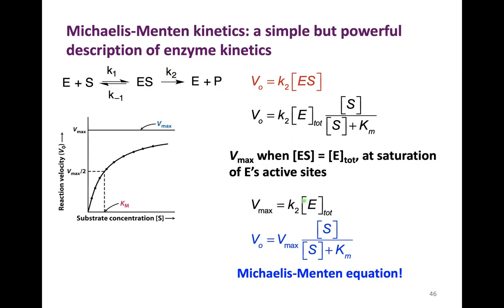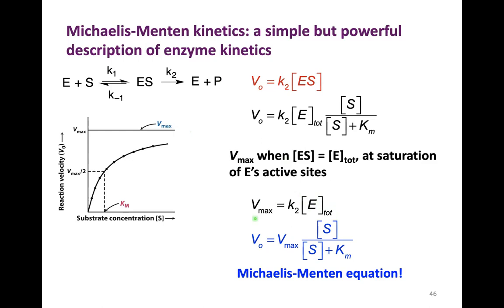So let's do a substitution, or let's think about this for a second. The fastest this reaction can go is going to be proportional to the total concentration of the enzyme. We define that as V max.